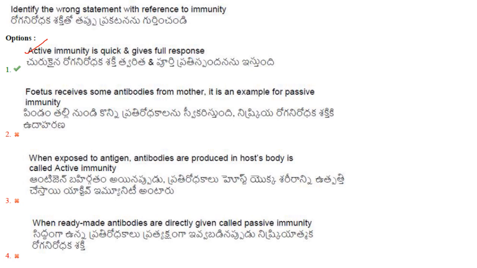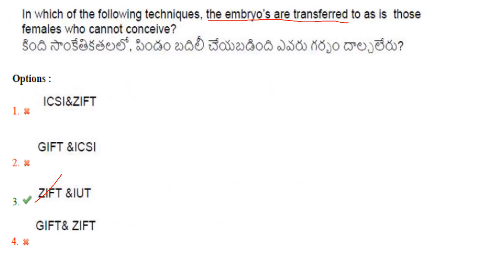Next one, if you see, it is fetus receives some antibody from mother. It is an example of passive immunity. And passive immunity occurs when ready-made antibodies are made available to you. So fetus receiving antibody from mother is an example of passive immunity. So the statement that is wrong here is only first statement.